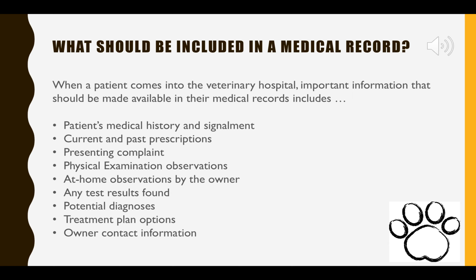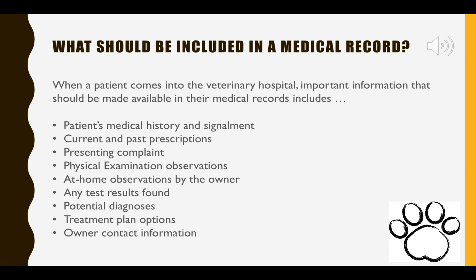Similar to human hospitals, veterinaries use legal medical records to record all the information about a patient when they enter the hospital. So this includes the patient's medical history and signalment. Signalment will be discussed further in the PowerPoint, but medical history consists of any past procedures or surgeries, illnesses or injuries, current and past prescriptions or given supplements, and their activity or behavior. This also includes allergies and reactions to past medications.